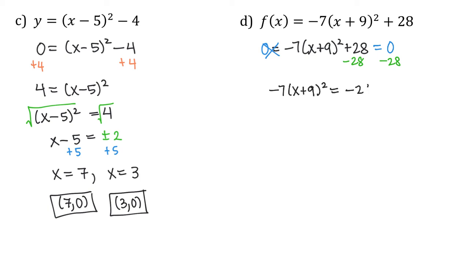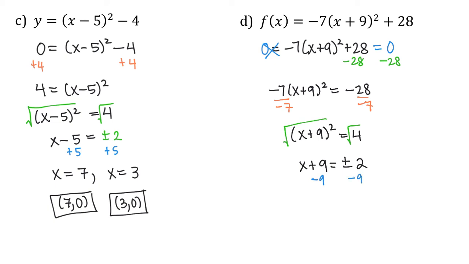Let me see what I have left. 0 minus 28 is negative 28, but I don't want that negative 7 there, so let me go ahead and divide by negative 7. Okay, x plus 9 squared equals negative 28 divided by negative 7, which is positive 4. I'm going to keep going. Square root. x plus 9 equals plus or minus, the square root of 4 is 2. Let's go ahead and find the values of x. I'm going to subtract the 9. So I get x equals positive 2 minus 9 is negative 7. Negative 2 minus 9 is negative 11.